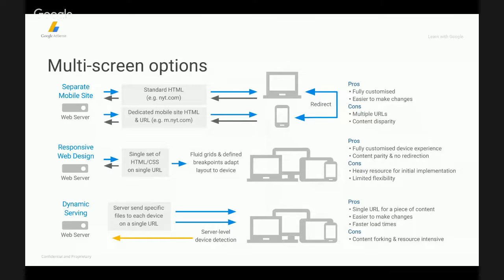Secondly, we've got the responsive mobile design. The pros to this, of course, are that you have a fully customized device experience. This is one of the more powerful designs that you can use. The content parity and no redirection is, of course, another pro there. The con is that it's heavy on resources for initial implementation. So, of course, I can imagine if you're a small site and you're starting up, this is a difficult way to do it. But there are many vendors that will help you with this. I have a list of them at the end of the presentation to help you with that.